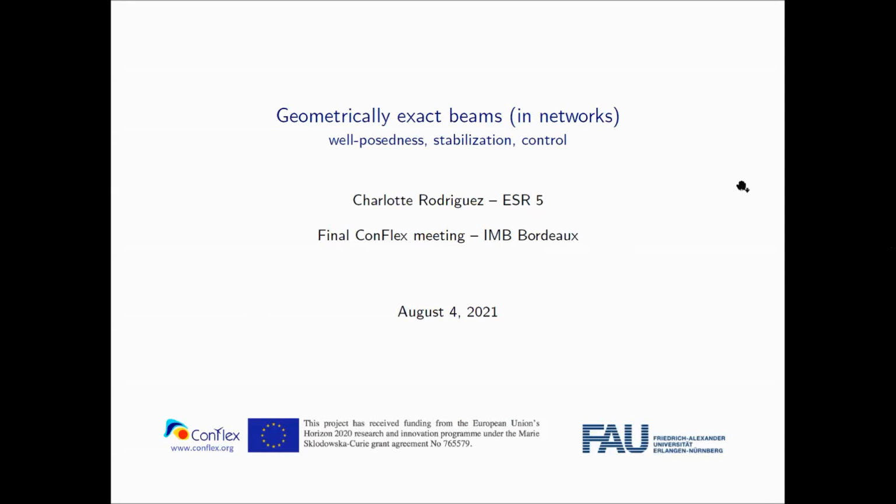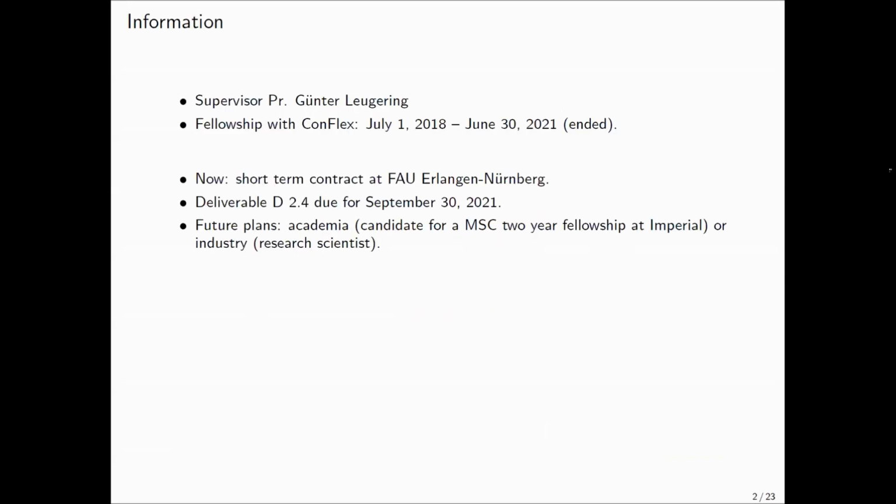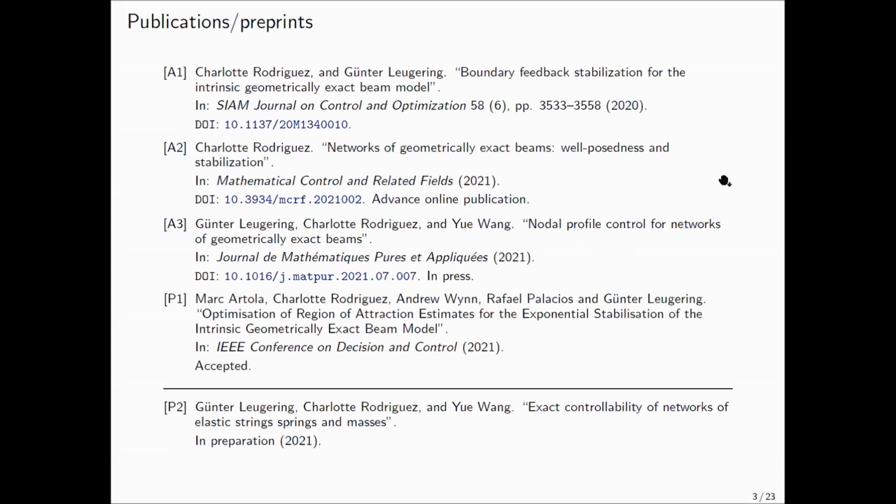I'll talk about some problems on geometrically exact beams. It's based on the following publications. First, A1, A2, A3 are journal papers which have been accepted. Apart from that, with Mark and our supervisors, we wrote a conference paper for the CDC 21.